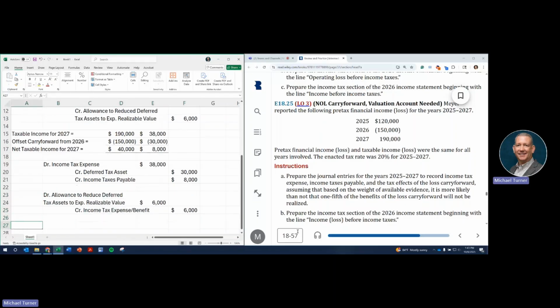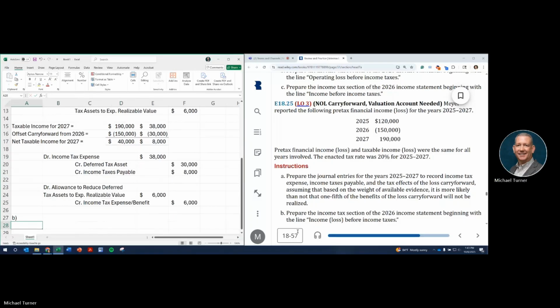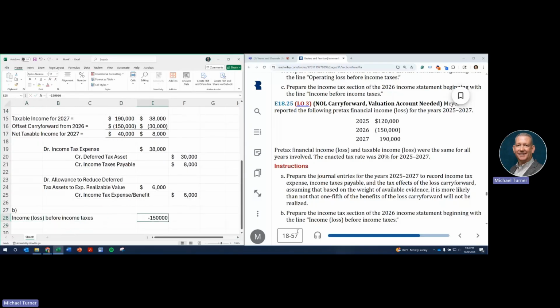Let's now turn to Part B. So Part B asks us to prepare the income tax section of the 2026 income statement, beginning with the line income or loss before income taxes. Okay, this amount was given to us in the problem, and we're doing 2026 here. And that was a loss of $150,000.